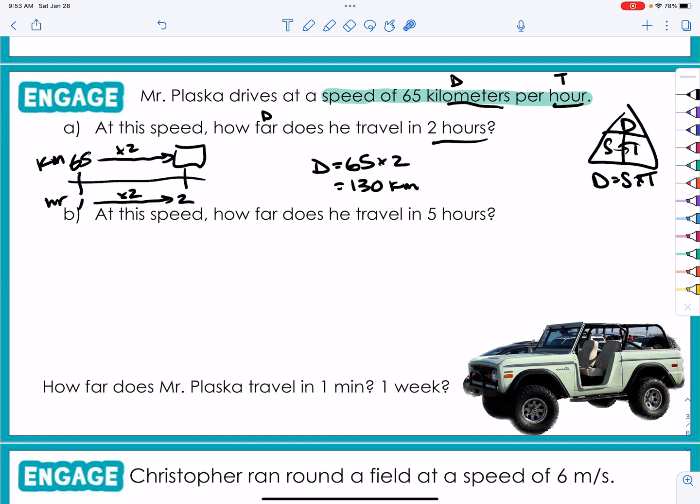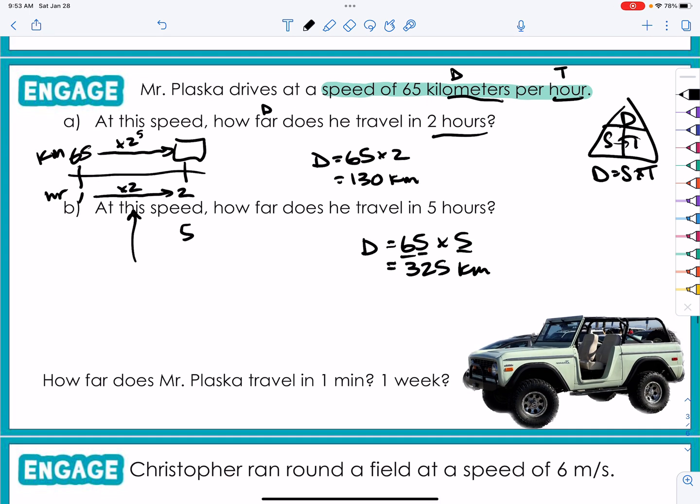And then we could do the same thing for number 5. We'll check it again, where distance equals our speed of 65 times 5 hours. And I know 60 times 5 is 300, 5 times 5 is 25, so our answer is 325 kilometers. And if I think about our picture up here, instead of a 2, that would be a 5, so we would be multiplying by 5. So we are good to go.